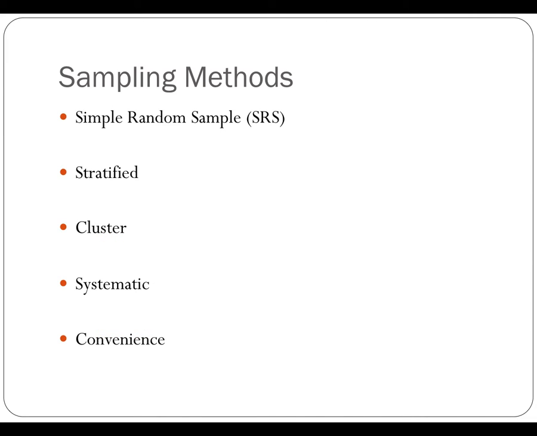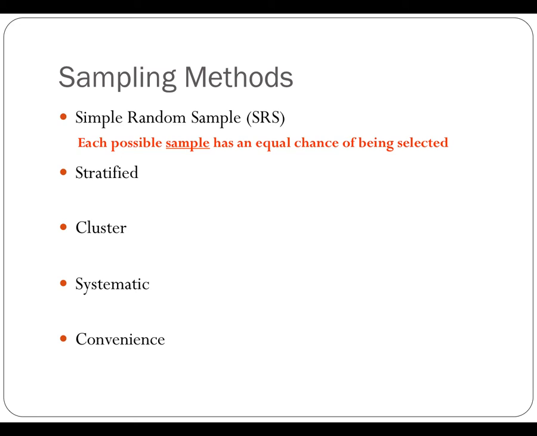Okay, here are all of your sampling methods. The basic one is a simple random sample. Simple random sample means every sample has an equal chance of being selected. So right now, if I randomly chose 2 females and 2 males, is that a simple random sample? Why not?